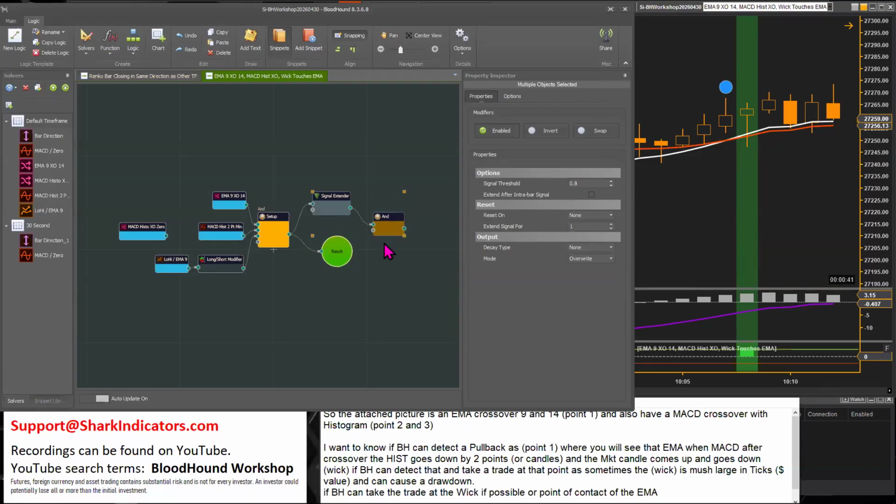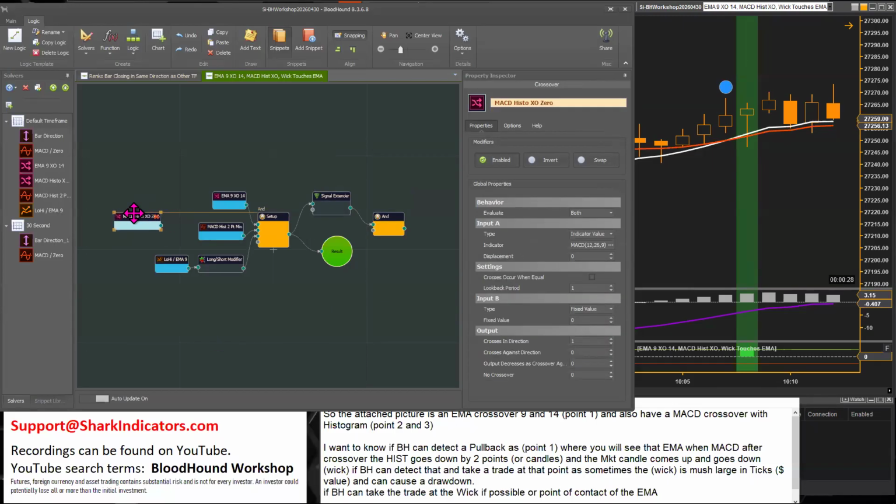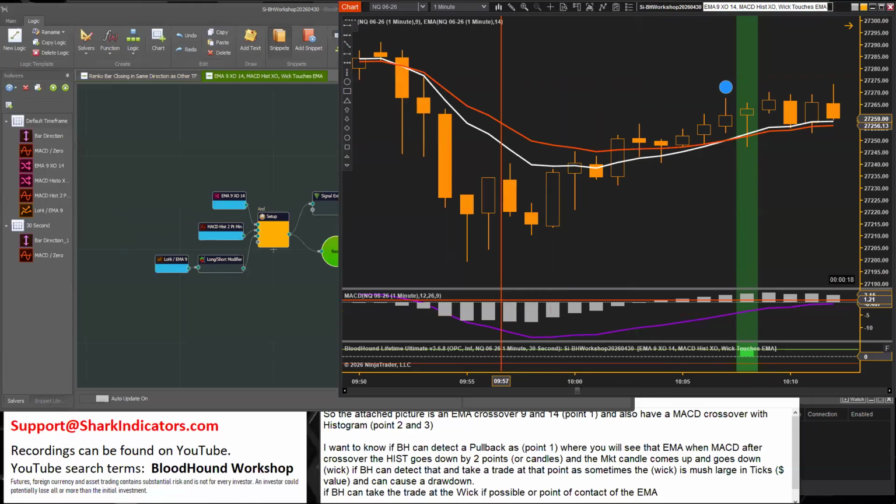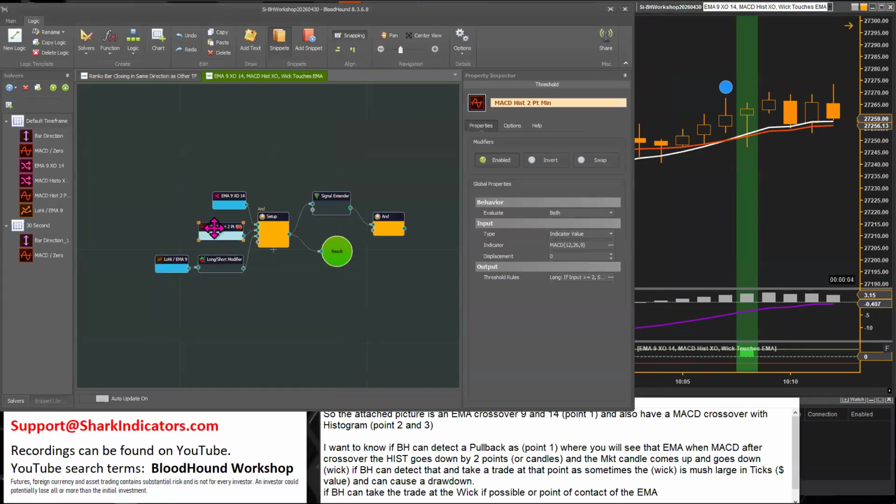And you might want to play around and see if allowing the second bar after the crossover to generate signals is okay or not. Also, knowing what we know, I'm just gonna get rid of this histogram crossover, because after scanning through the charts here, it looks like the MACD histogram is always crossing before the EMAs cross. So I think we'll just go with the solver that we have here.